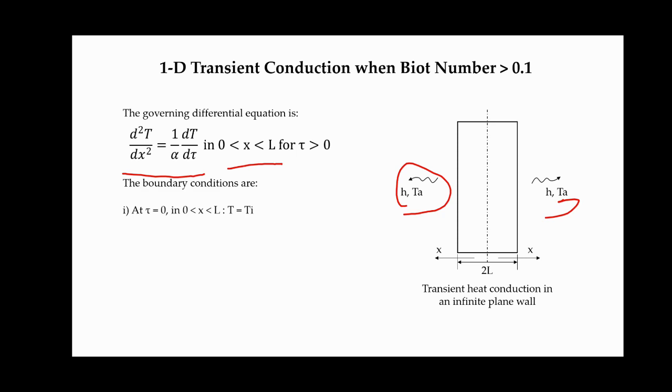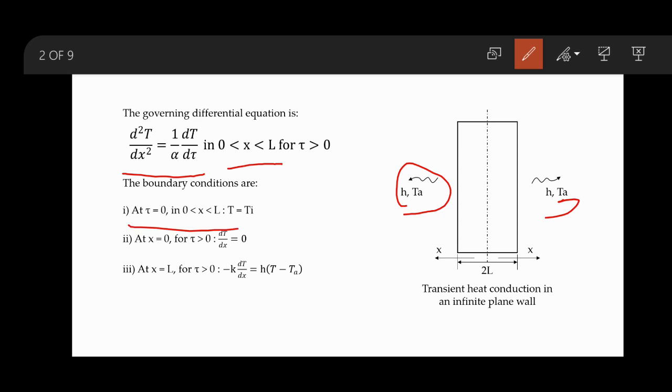Now we need to discuss the initial and boundary conditions for this problem. There are three conditions. One is the initial condition at tau equals 0, that is, at the beginning of the heat transfer process. Within the body, wherever I measure the temperature, it will be Ti. So at tau equals 0, from x equals 0 to L, 0 being the center here and L being the outermost surface, the temperature will be equal to Ti.